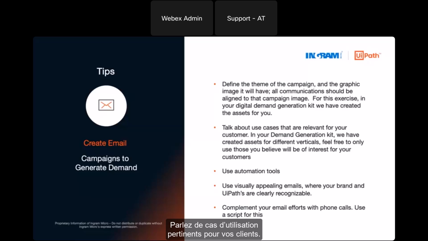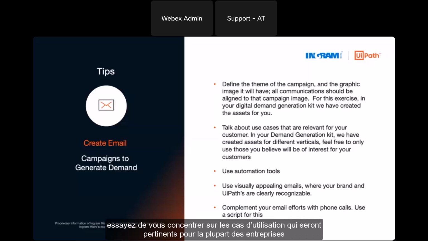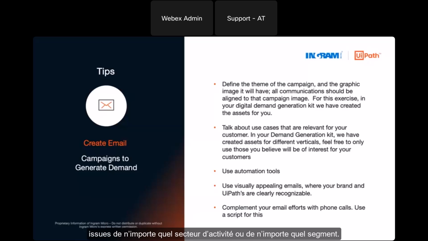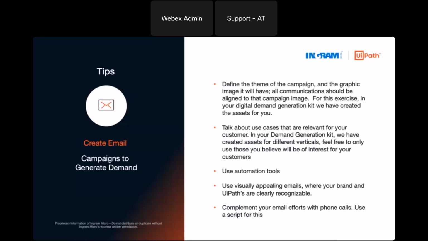Talk about use cases that are relevant for your customers. Again, if you are going to focus that demand generation strategy on one specific industry or for a specific use case, follow that line. If you want to make it more universal for all your customers, again, try to focus on use cases that are going to be relevant for most of the line of businesses that are part of any industry, of any segment, right?